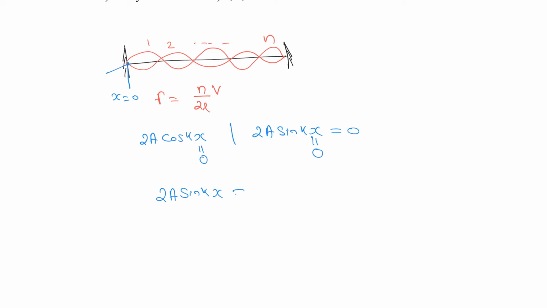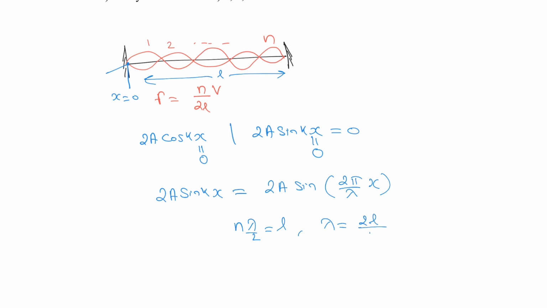Further, the value of k: it is 2a into sine of k, which is basically 2 pi divided by lambda, into x. And in the question, the value of lambda is not given. Instead, they have given that the string has a length L and it is oscillating in n number of loops. If it is oscillating in one loop, then L is lambda by 2, and if it is oscillating in n loops, we can use n into lambda by 2 is equal to L. So the value of lambda we can take as 2L divided by n.